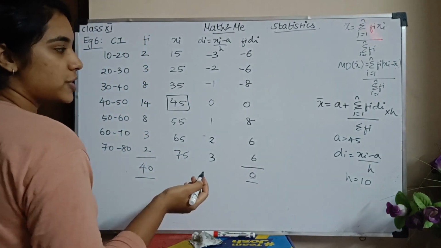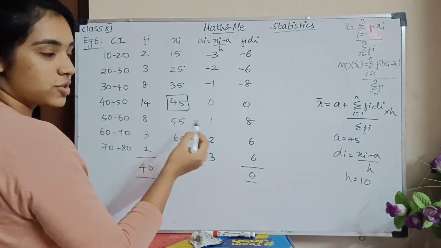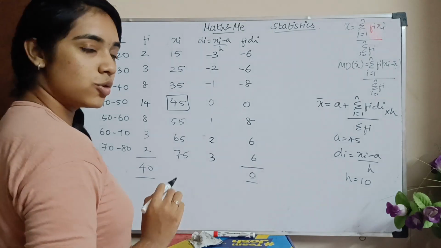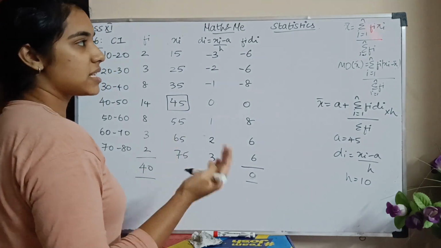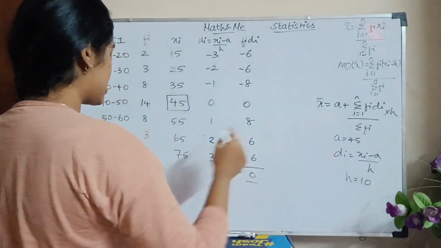In a lot of questions you will not get a 0. Whenever you multiply, you may not get a 0. You will see some other questions like that, but in this case you're getting a 0. So what is your sigma fi?